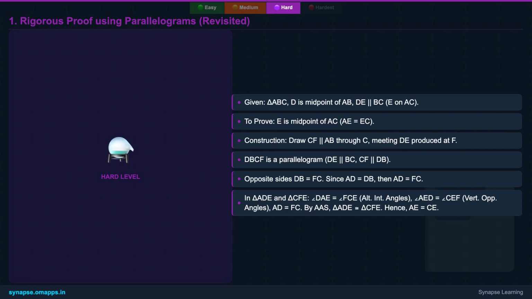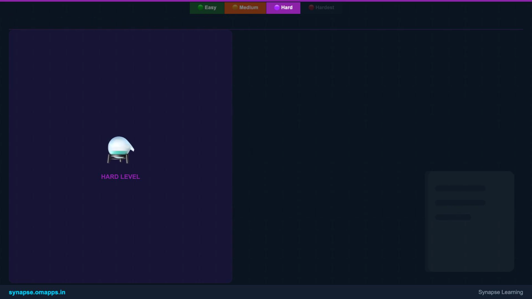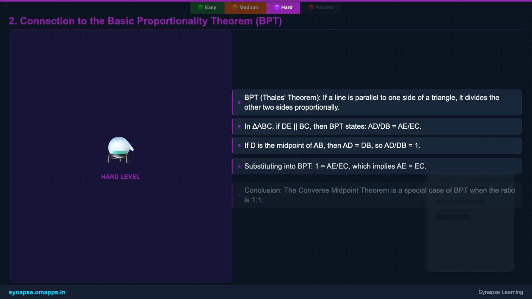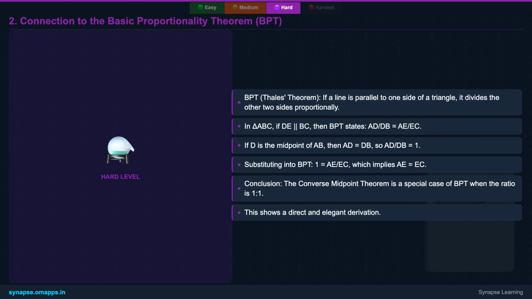This congruence elegantly confirms that E is indeed the midpoint of AC, as AE equals CE. This theorem isn't isolated, it's deeply connected to other fundamental concepts. It's a special case of the basic proportionality theorem, or BPT.